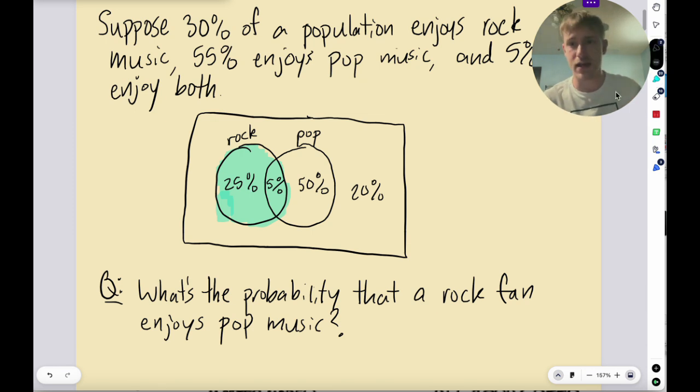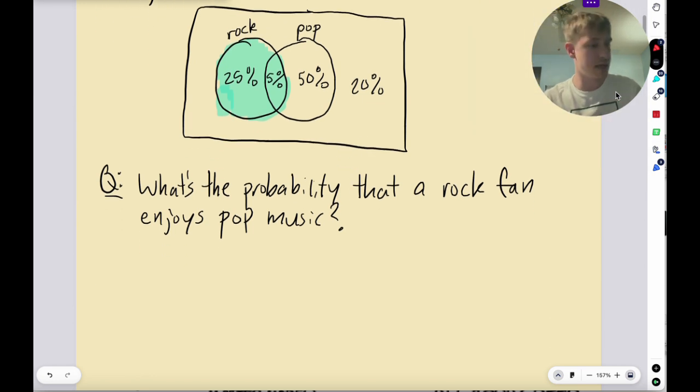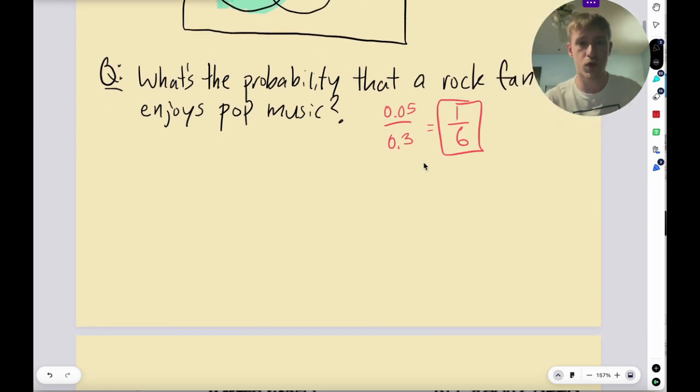Okay, and logically speaking, it should be out of the 30%, or out of the 0.3 total from this entire circle right here, we're only interested in the people that also enjoy pop music. And the only people that are going to enjoy pop music that also enjoy rock music is the 5%. Okay, so when you do that, then you get 1/6, which is actually the correct answer. Okay, so hopefully that motivates a definition, which we're going to make right now.